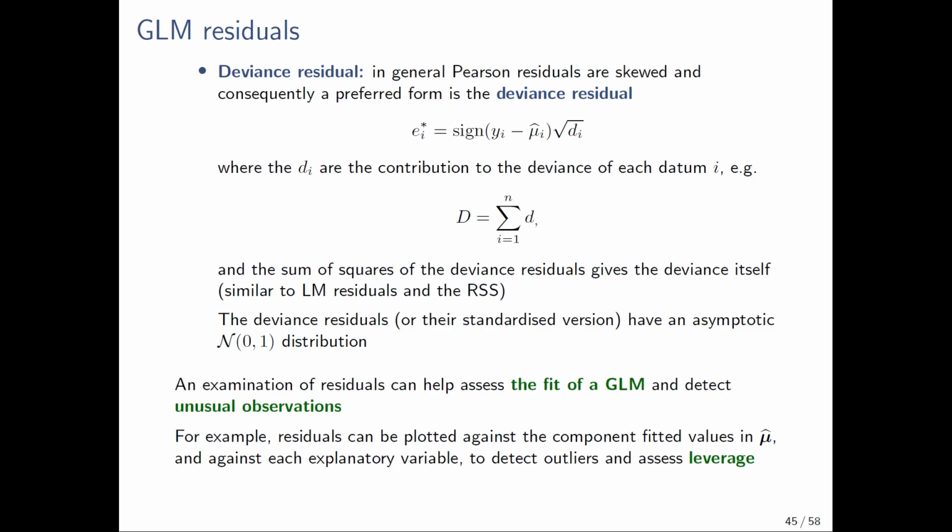So an examination of residuals can help assess the fit of a GLM and detect unusual observations. For example, residuals can be plotted against the fitted values and against each explanatory variable to detect outliers and assess leverage. Exactly the same logic as the diagnostics we developed for the linear model in lecture 6, and we're going to look at it later when we run regression for GLMs in R.